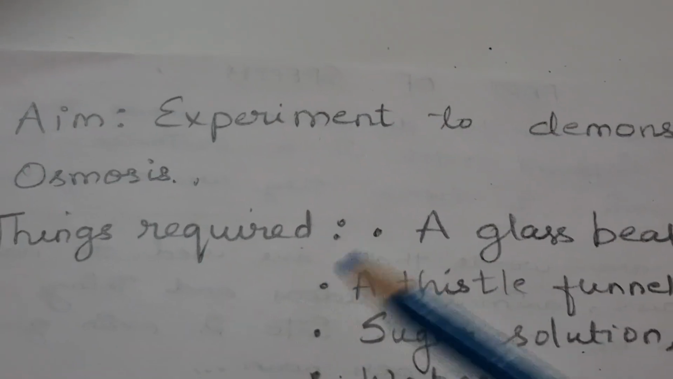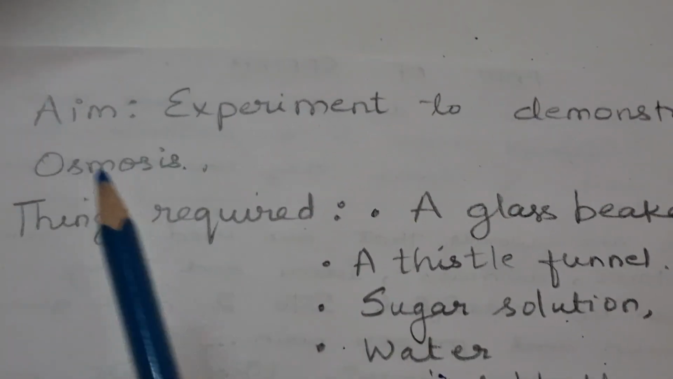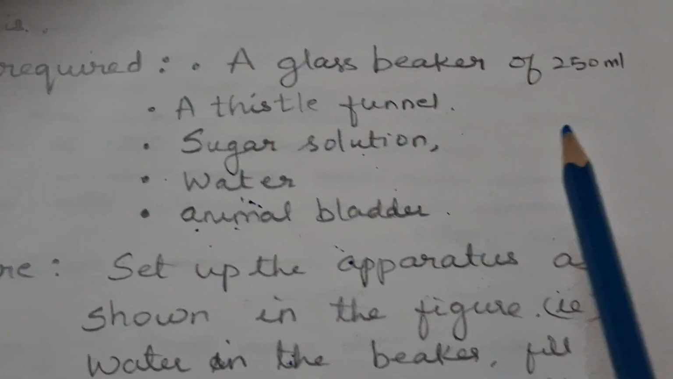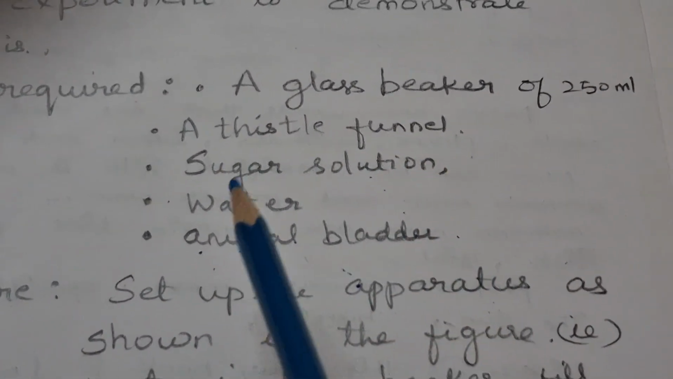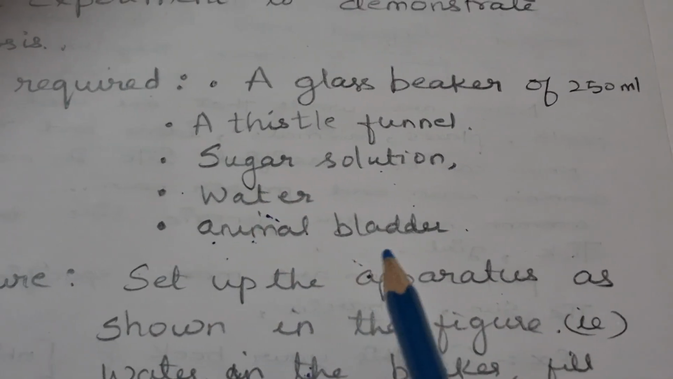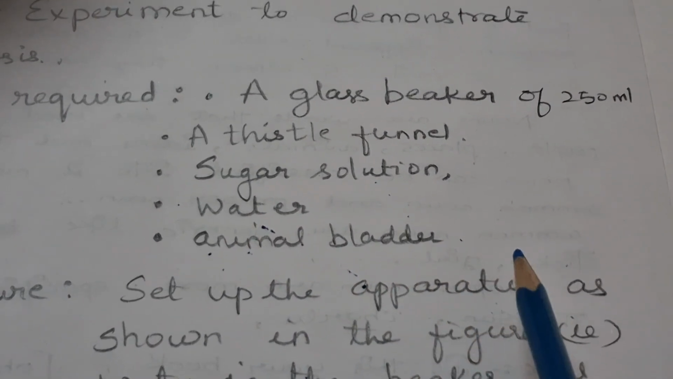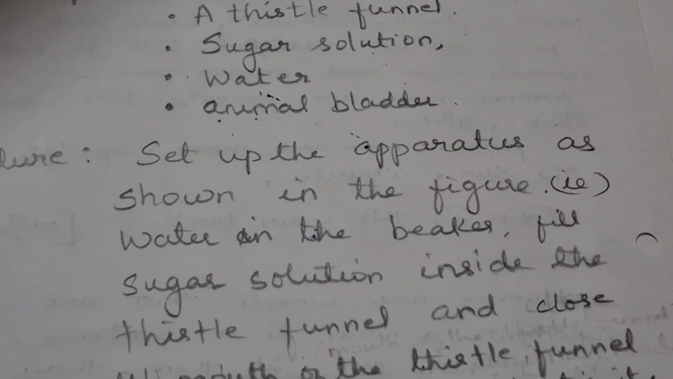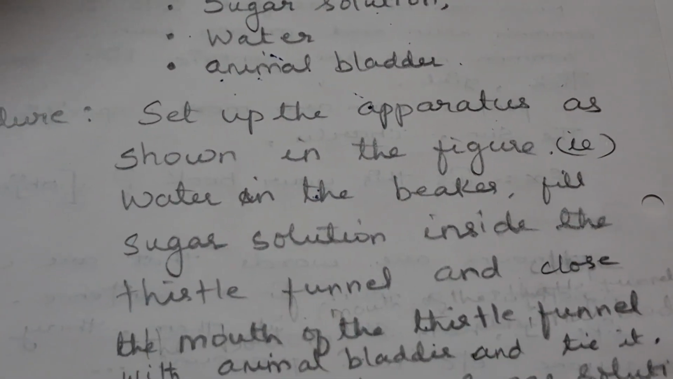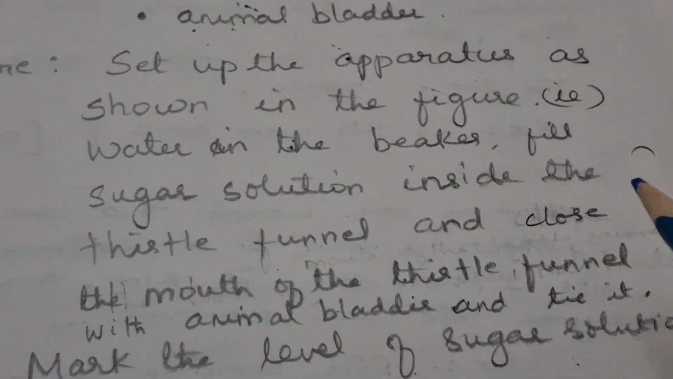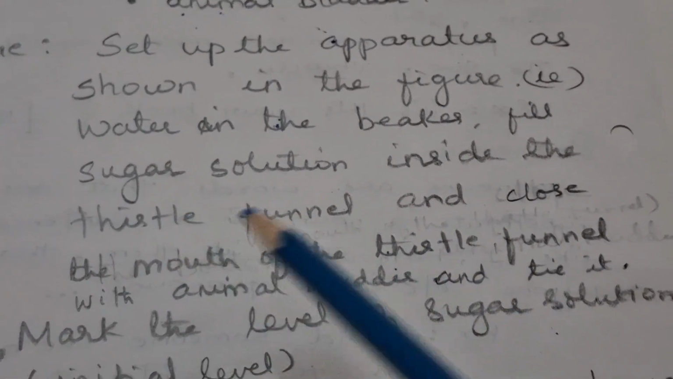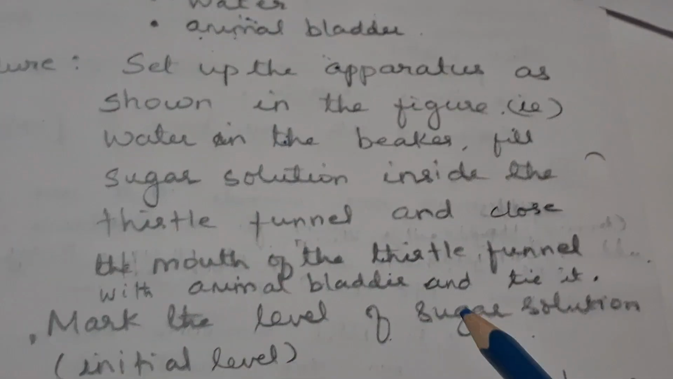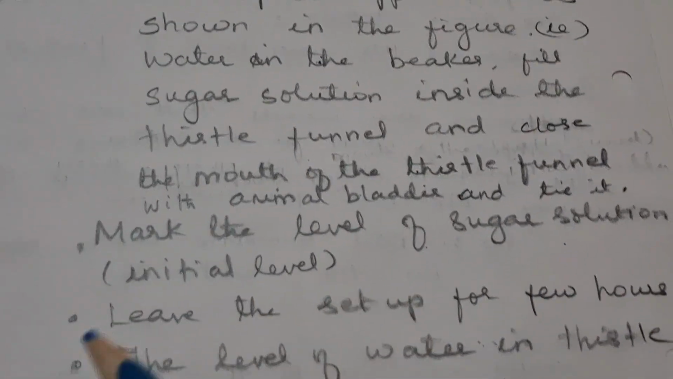This is an experiment, and what I explained is written here. The aim: an experiment to demonstrate osmosis. What are the things required? A glass beaker of 250 ml, a thistle funnel, sugar solution, water, and an animal bladder, which works as a semi-permeable membrane. The procedure is the same as what I explained. Set up the apparatus as shown in the figure, with water in the beaker. Fill the sugar solution inside the thistle funnel, tie the mouth of the thistle funnel with the animal bladder, and mark the level of the sugar solution as the initial reading.